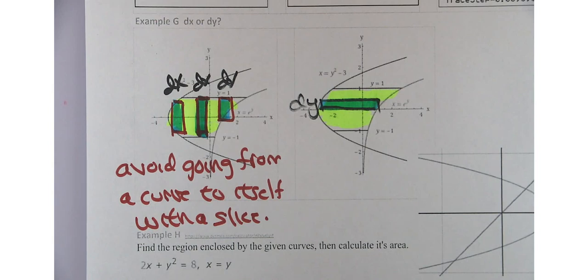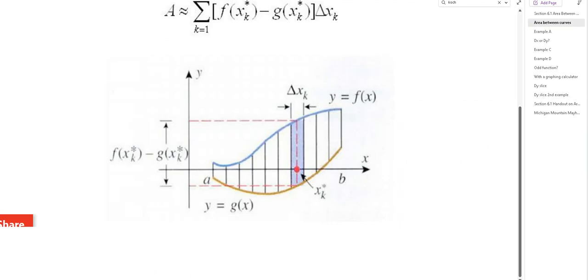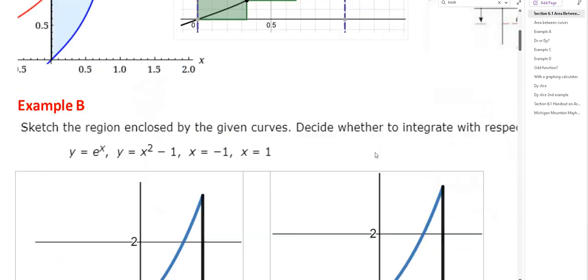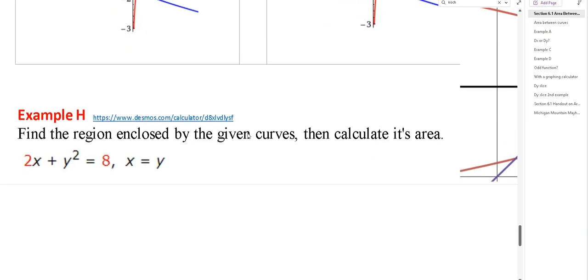Let me see, I thought I had a link to demonstrate that. Let me just take a look back here. No, that's not it. Yeah, this one.